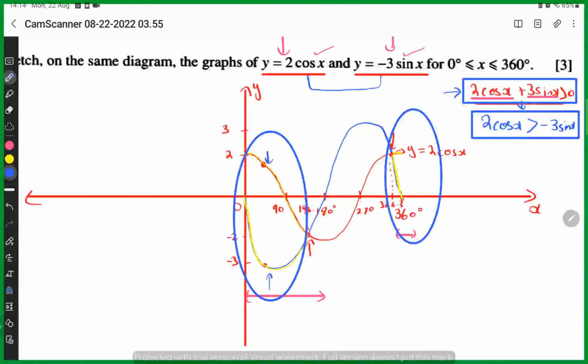I got 2 cos x greater than minus 3 sin x once I took this 3 sin x on the other side. And following this inequality, I can see that I only have two parts of the graph where this inequality holds, and the two parts are basically when my x is less than 146 and when my x is greater than 326. Now tell me if anyone was not able to understand this. I can certainly explain this again.